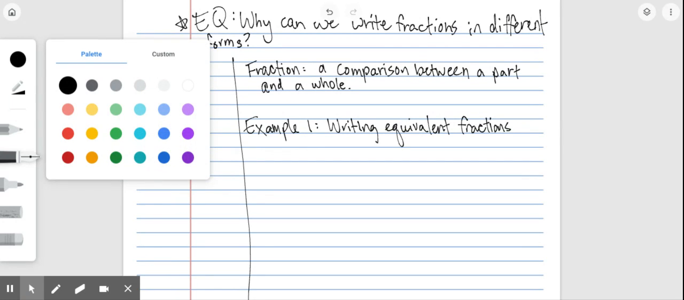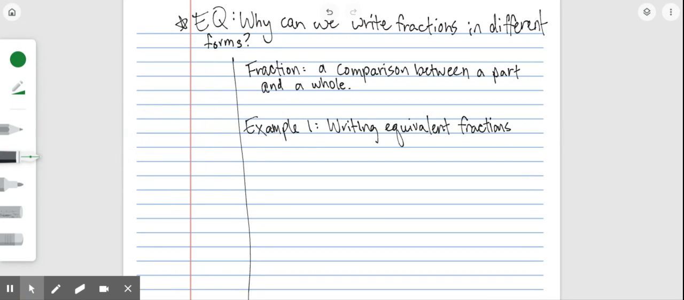Now, there are all sorts of reasons why you might want to write a fraction in an equivalent measure. Like maybe you're trying to add fractions together or subtract fractions. Then you have to find fractions that have the same denominator, which is why you need to find equivalent fractions. Or let's say you just want to compare it with something else and see whether or not it's bigger than another fraction. So finding the same denominator will again help you compare those two things.